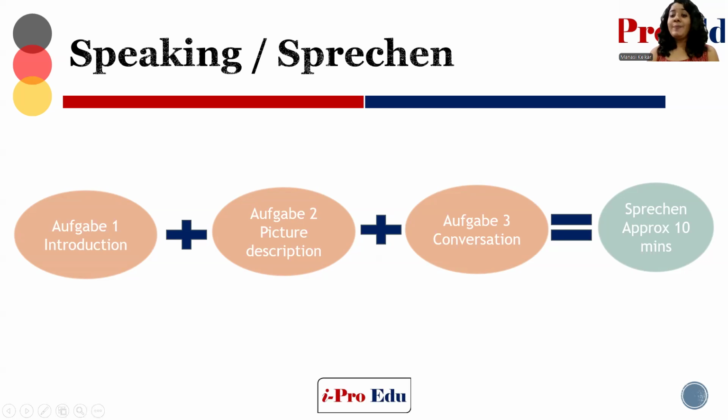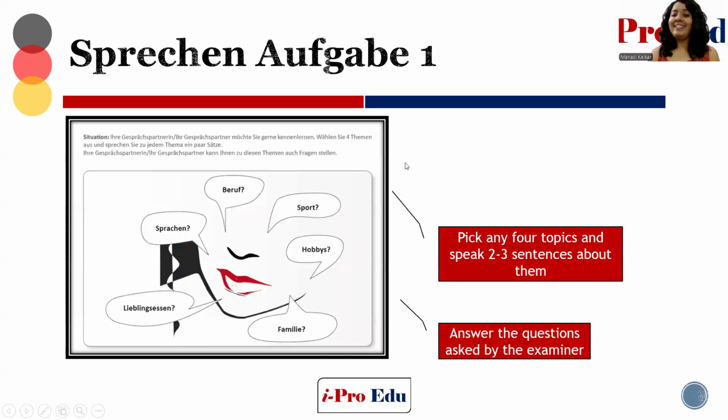All right. Okay, let's go on to discuss all the Aufgaben, or all the tasks, in detail. Here, if you see, there is Sprechen Aufgabe 1. On the left side, you are seeing a card, and on the card there are 6 topics given. Out of the 6 topics, you have to choose any 4 topics that you want to talk about. And for every topic, you have to say at least 2 to 3 sentences.